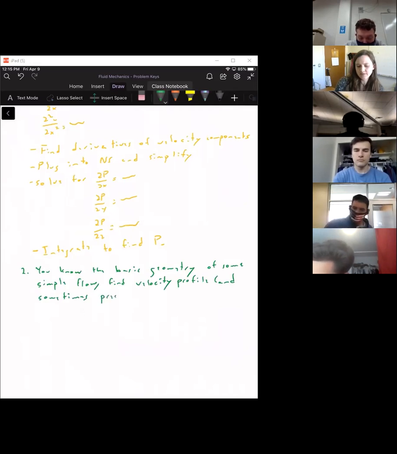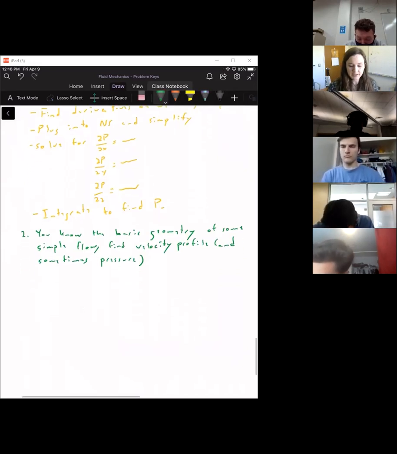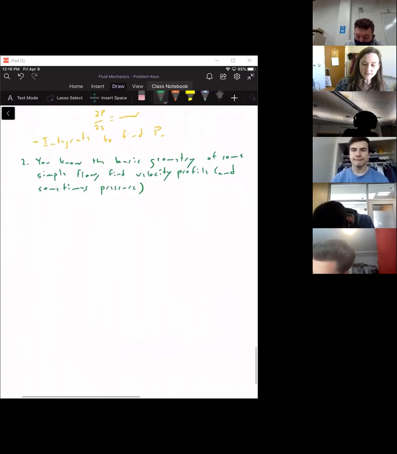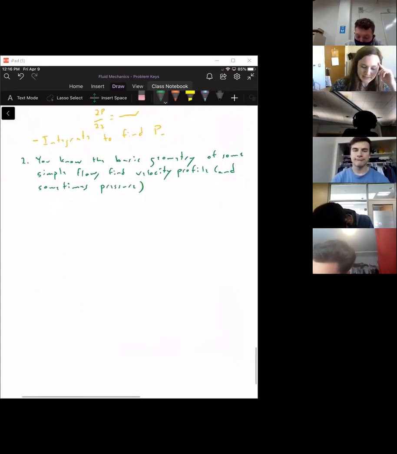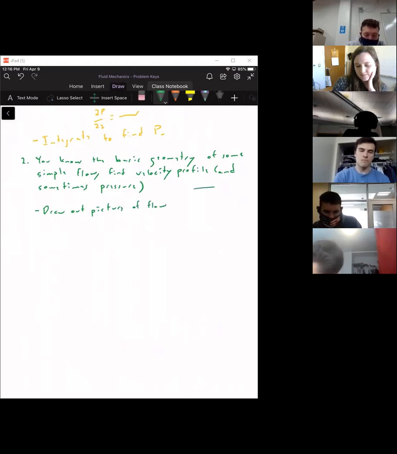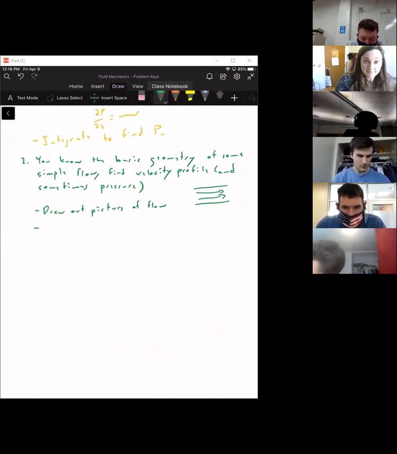Okay, and there's relatively few problems where we can do this, but we have done several in practice, and there's a couple more on the practice tests, and all of them have the same basic setup. So one, draw out the flow, picture of flow, like that.